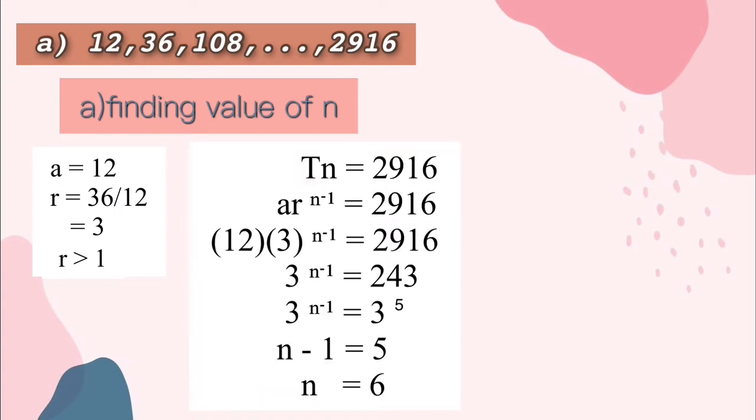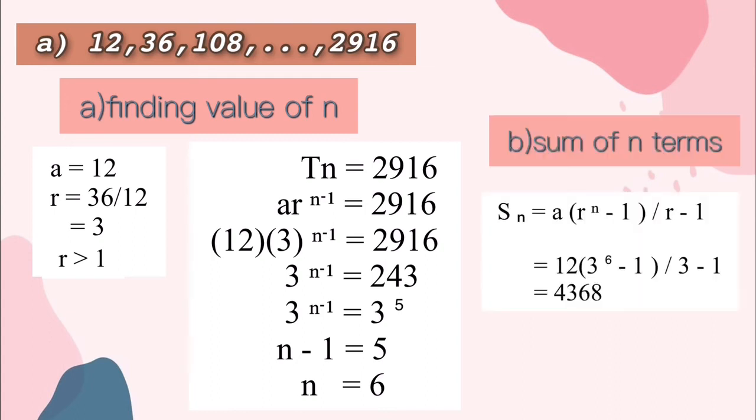Then we will simply substitute the value of a and r into the formula, which is ar to the power of n minus 1 equals 2916. When we are left with 3 to the power of n minus 1 equals 243, we need to express both sides of the equation in the same base. In this question, base 3. In order to find n, we will compare the indices. n minus 1 equals 5. What we need to do is move negative 1 to the other side, which will make n equals 6.